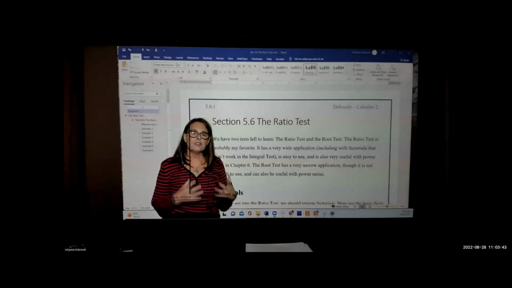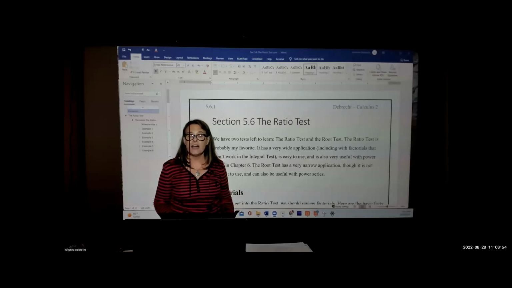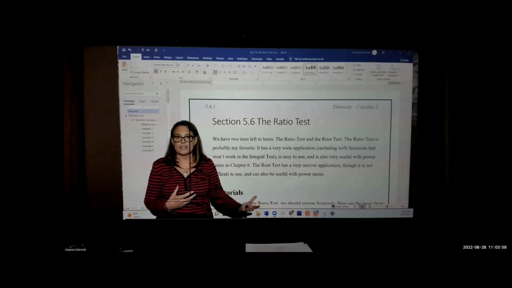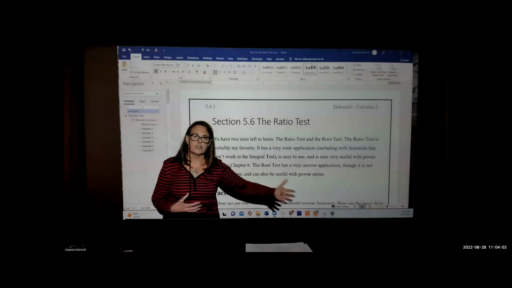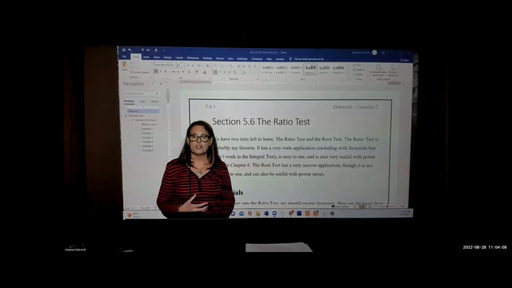And we can't use the integral test on anything with a factorial because the derivative and the antiderivative of factorial expressions is not defined. So it's impossible to use the integral test, which would be probably my second choice. We could use the limit comparison test if all the terms are positive, but if they're not all positive, then we're stuck and we would need to use the ratio test.